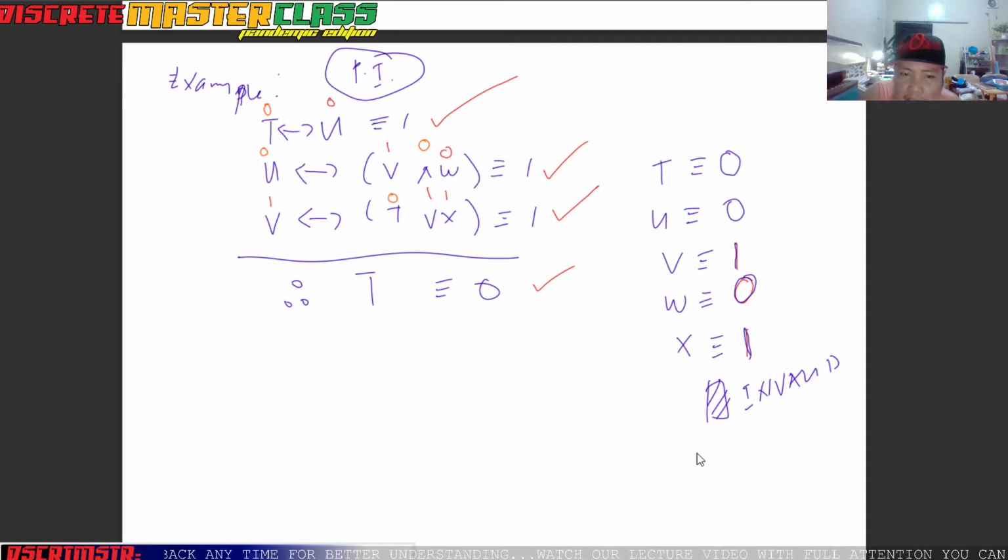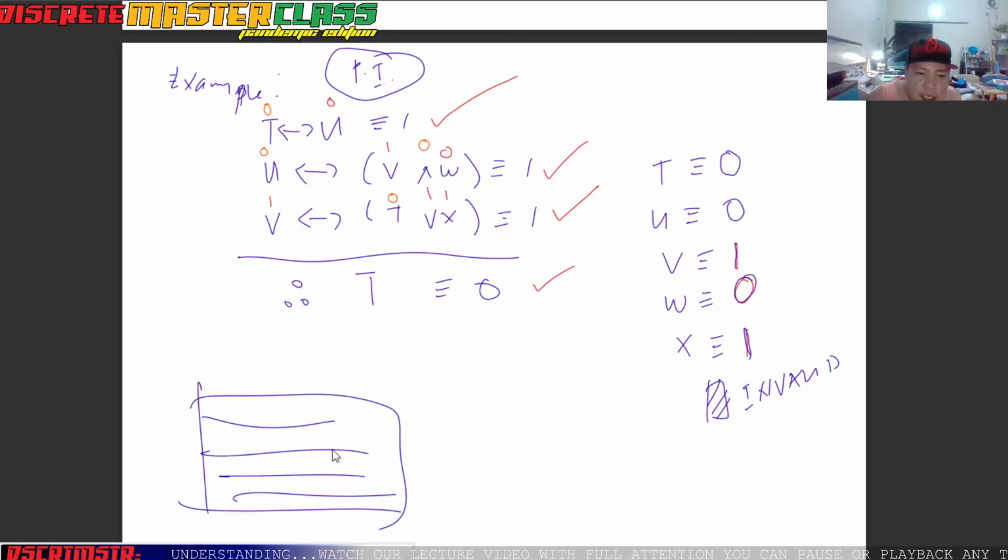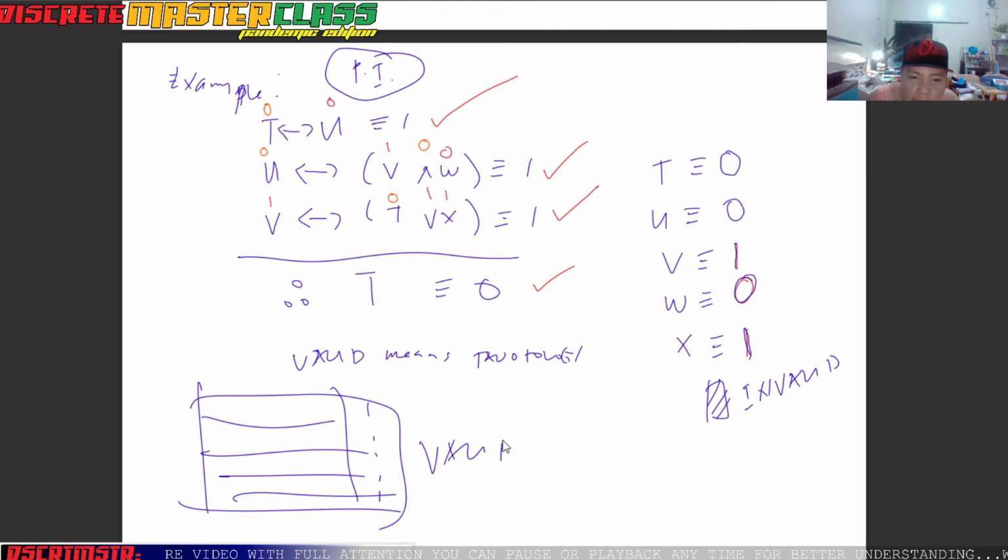Maaaring may iba pang assignment bukod sa ginawa ko that this argument is also invalid for that assignment. Kung mapapansin, meron tayong truth table dati. Alam natin, ang valid means tautology. Okay, alam mo tautology, puro one. Yan, ang ibig sabihin niyan, pag puro one, valid yan.